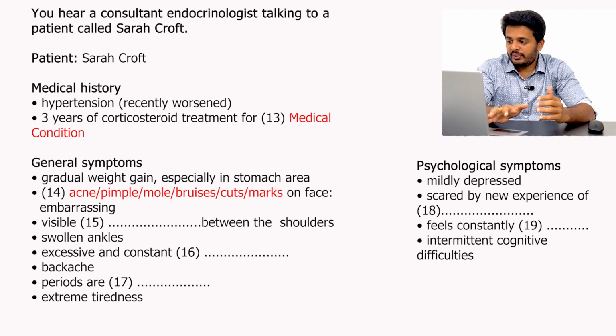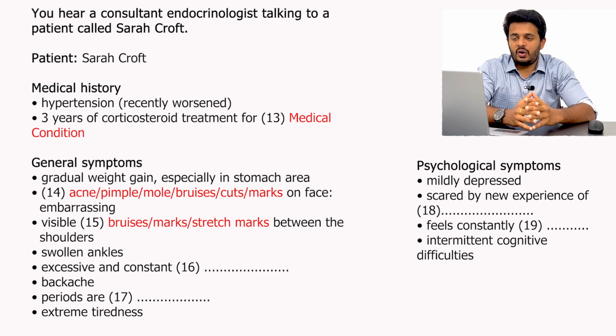The next bullet point says visible dash between the shoulders. So the patient also has a symptom between the shoulders which is visible. So something that is visible is there between the shoulders of the patient. So here also you can make guesses. Whatever the symptom is, it is visible. That means it is on the skin or on the surface and it is visible. So you can make guesses. The answer here also can be bruises, marks, maybe stretch marks and so on.